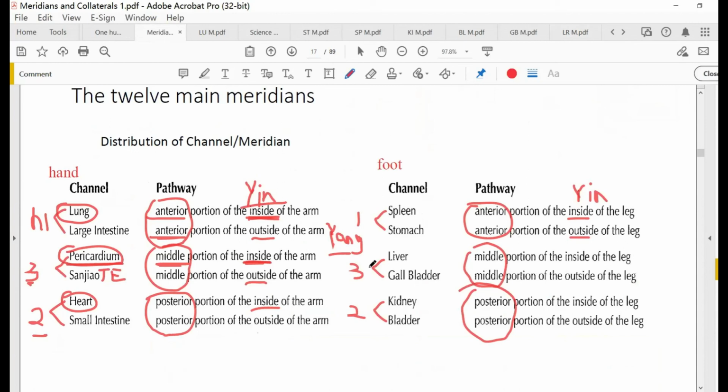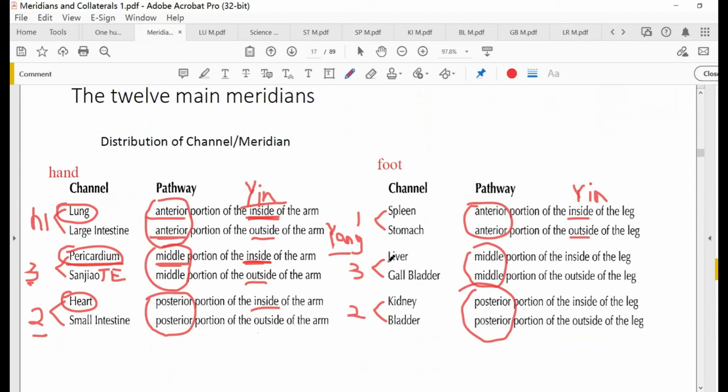So liver, I just talk about liver. Below that part, that spot, liver is anterior. But above that spot, liver will go to the middle.